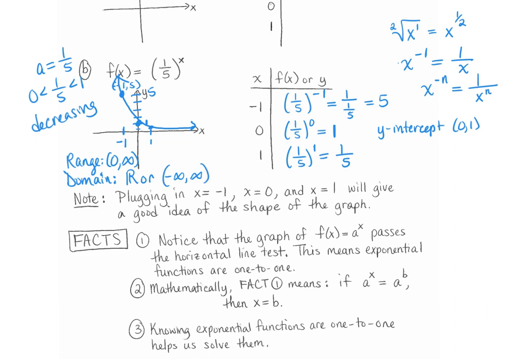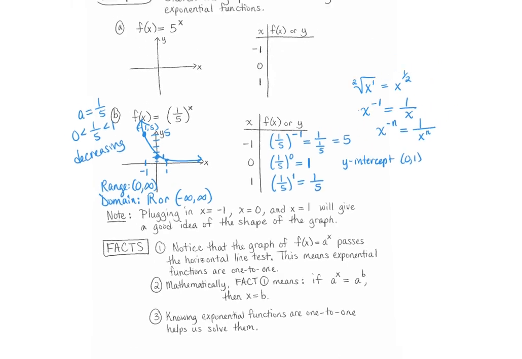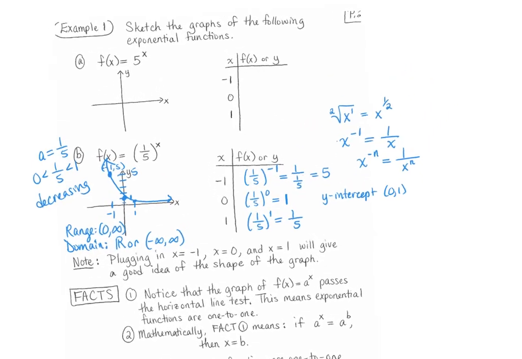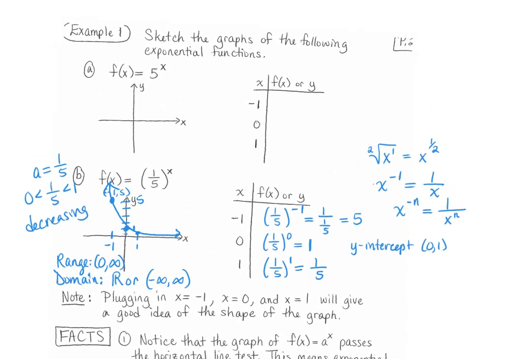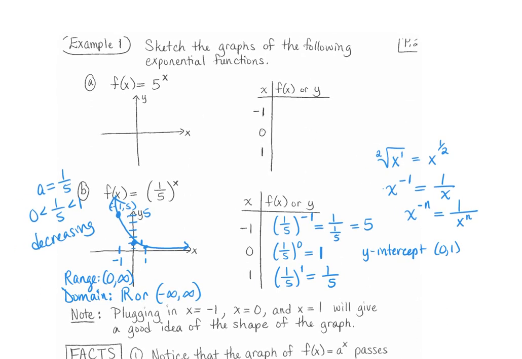Very good. So we have a decreasing function. We have a decreasing exponential function when a is between what and what? 0 and 1. Good. We have an increasing exponential function when a is what? Greater than 1. Good. So let's look at an example where we have an increasing function.